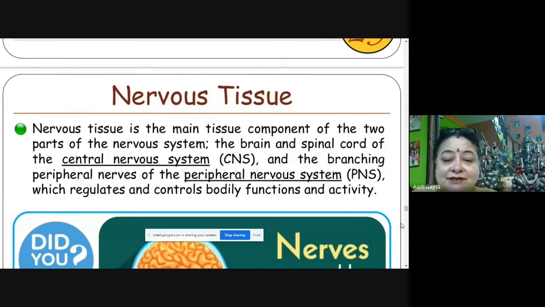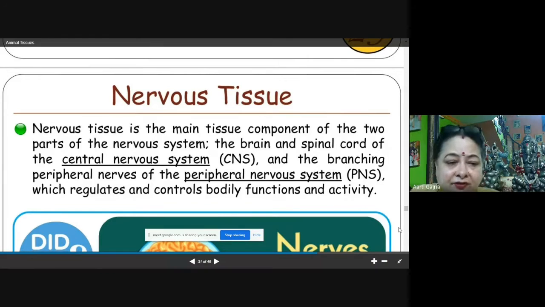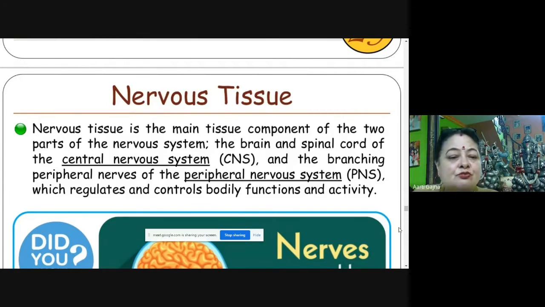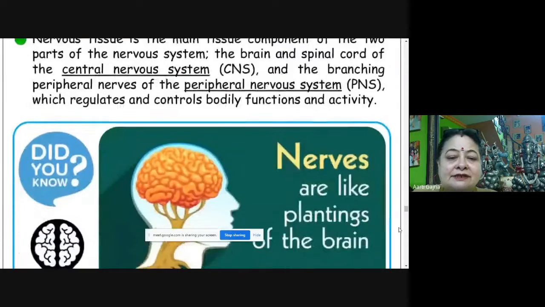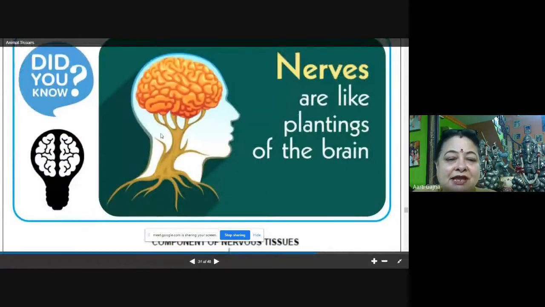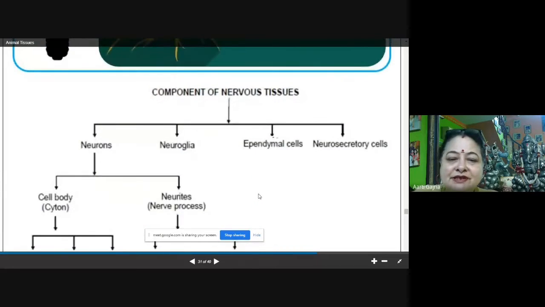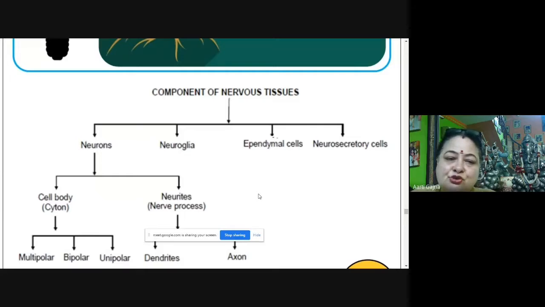So brain and spinal cord is central nervous system, and the nerves which are present all over our body, that is peripheral nervous system. These are the two systems which are controlling body functions and activity of our body. The brain is there and its branches are all over the body. Now, if you see the component of nervous tissue, there are neurons. One cell is called a neuron.